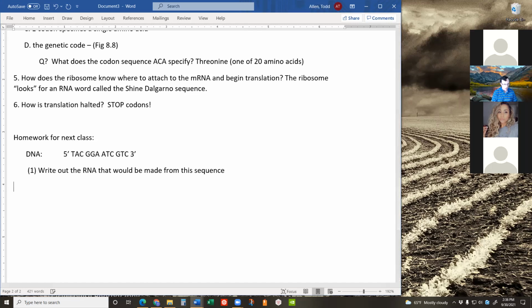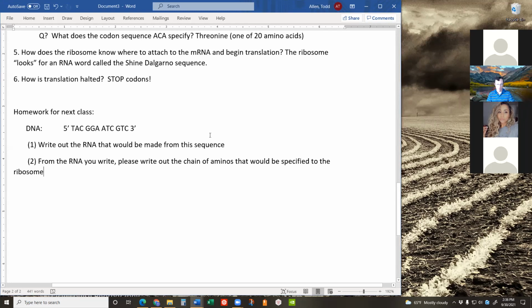And then from the RNA that you write, please write out the chain of amino acids that would be specified to the ribosome. Okay, so that's your homework. Given this starting DNA sequence, please write out the RNA sequence, and from the RNA that you develop, please write out the protein sequence, the polypeptide sequence, the chain of amino acids that will be made from it. Okay, let's see how you do with that, and we will talk about it next time.